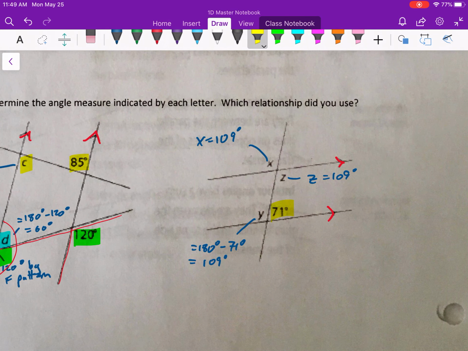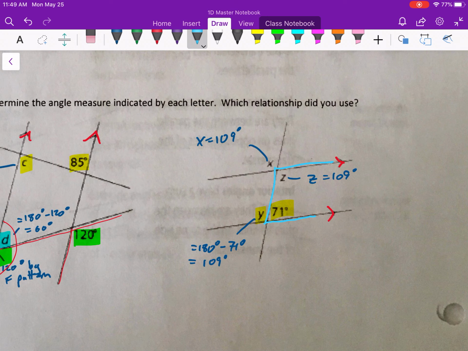This one is 71 degrees, which means that this one has to be 180 minus 71 since they add up to a straight line, 109. These two, this one and this one, 71 and Z, form a C pattern. So they also add up to 180. And so I could just subtract 71 from that.